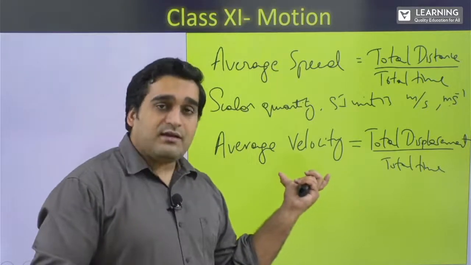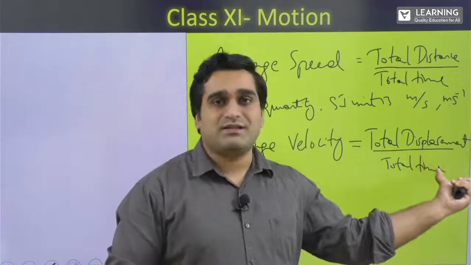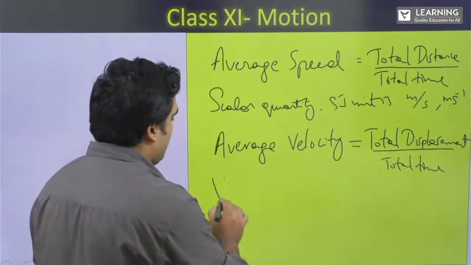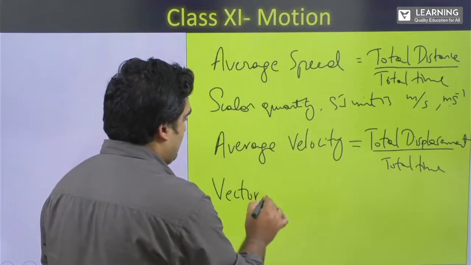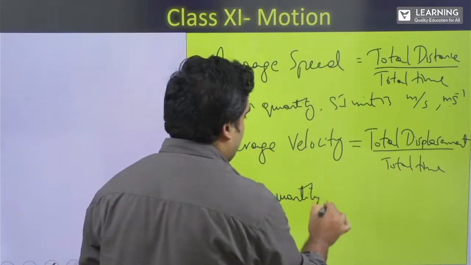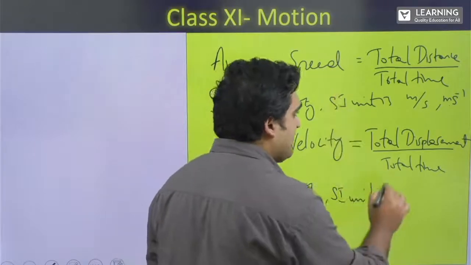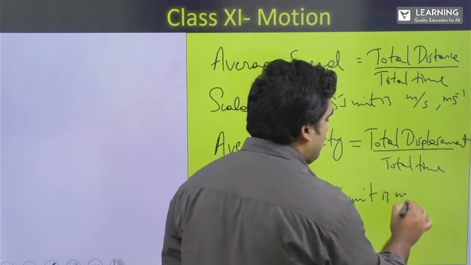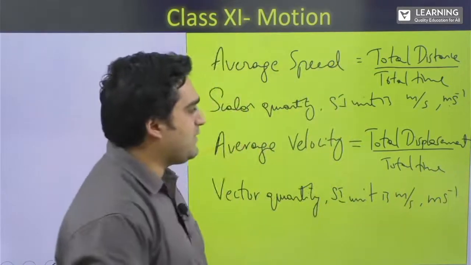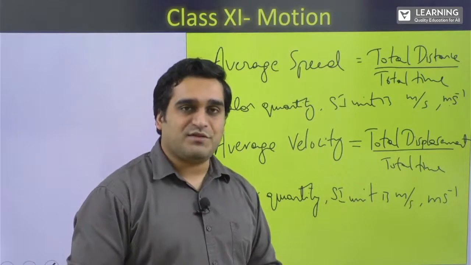On the other hand, average velocity is a vector quantity because displacement is a vector. So it is a vector quantity whose SI unit is the same as average speed, which is meter per second, or given in exponent form, meter per second. So I hope I've made this easy for you.